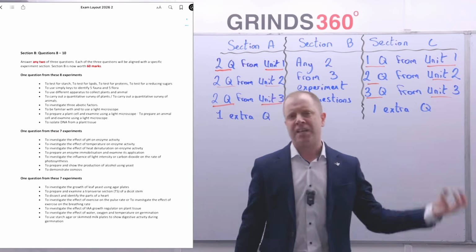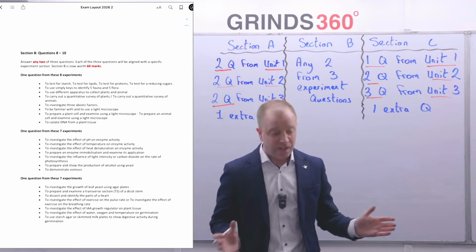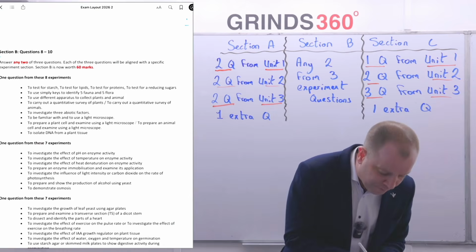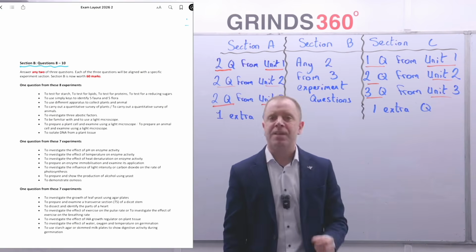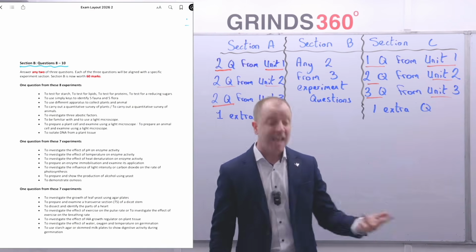It's going to be in the beginning of the question booklet. It'll also be on the platform as a separate document by itself as well. But if you look at this here, in Section B of your paper, you'll see questions 8 to 10. So that's question 8, 9, and 10.